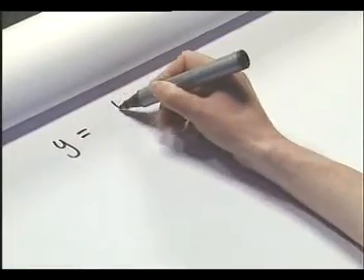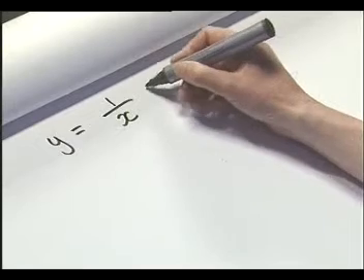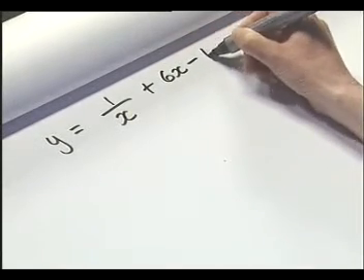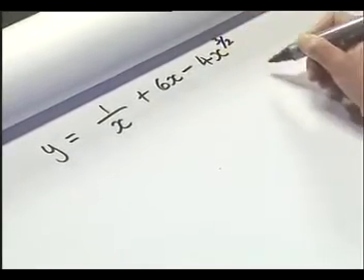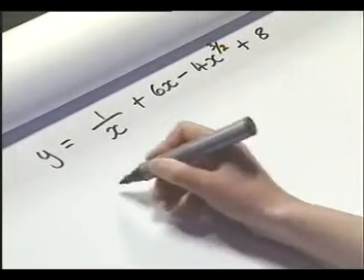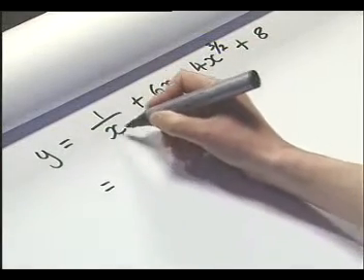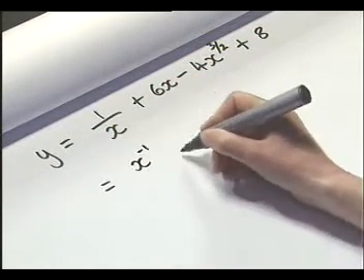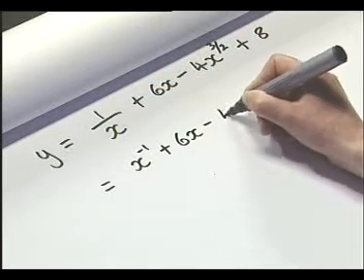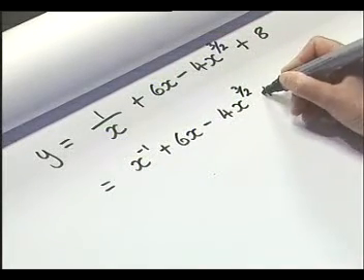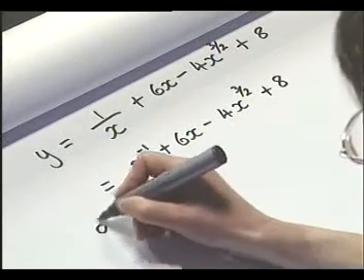Now, before we finish, let's look at two more complicated examples where we need to do a little bit of rewriting in index notation before we can carry out the differentiation. So let's have a look at y equals 1 over x plus 6x minus 4x to the power of 3 over 2 plus 8. Now we need to rewrite this in index notation so that we can easily differentiate it. So that's x to the power of minus 1 plus our 6x minus 4x to the power of 3 over 2 plus 8. So let's differentiate.